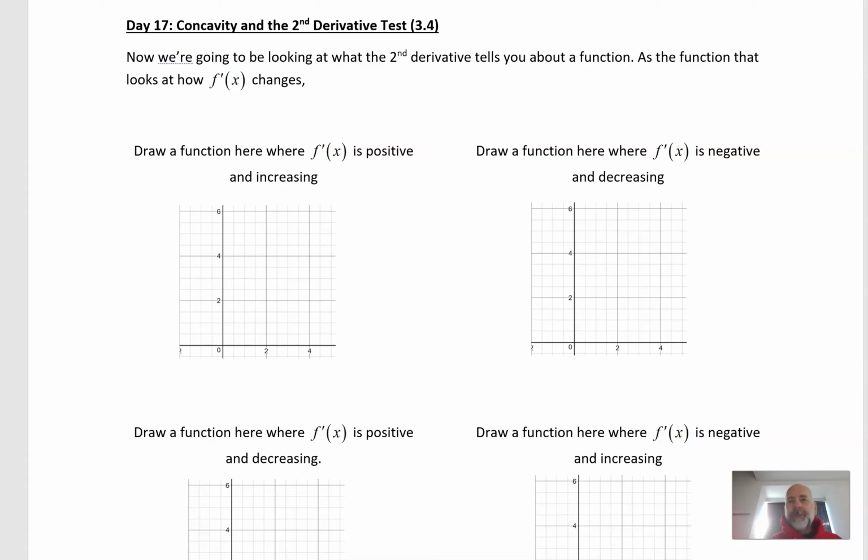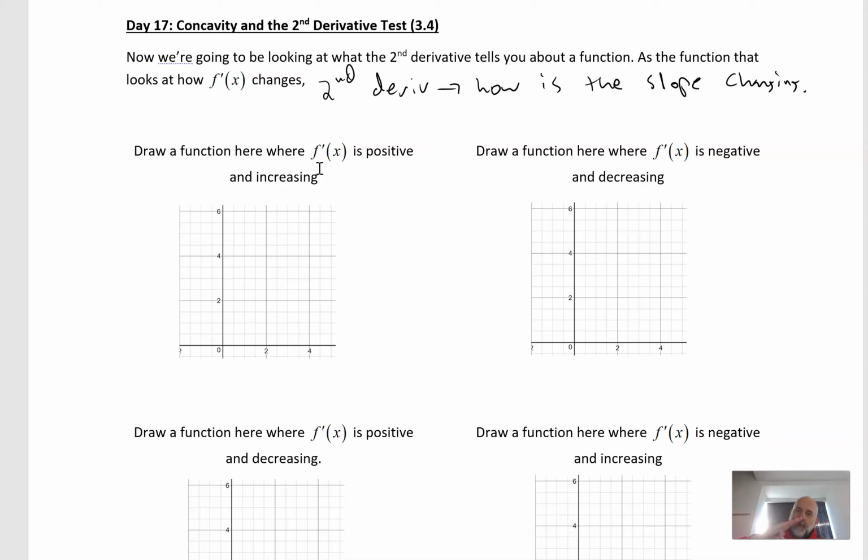So now we're going to go a little bit deeper into the second derivative and ask what it tells us about a function. Specifically, if you know the original function, what does the second derivative tell you about it? Okay, so here we go. The second derivative is the function that looks at how f prime of x changes, so it indicates how the slope is changing. Not how the y value is changing, that's slope, but how the slope is changing.